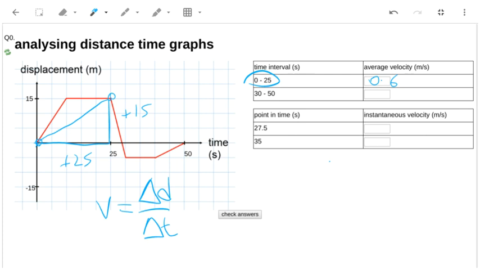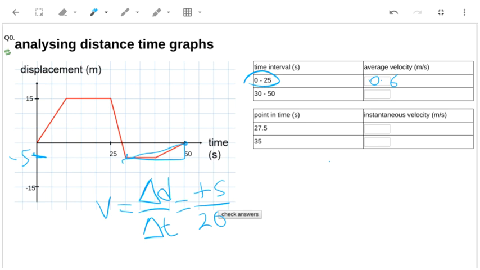For the next one, I'm going to get rid of that triangle and draw a new triangle, this time between 30 seconds and 50 seconds. It's quite a small little triangle there. Once again, work out the change in the distance. Now, I'm not starting at 0, I'm starting at -5, and I go up to 0. So the change in displacement this time is 5, and the time is 20. So this time, the average velocity is 0.25.